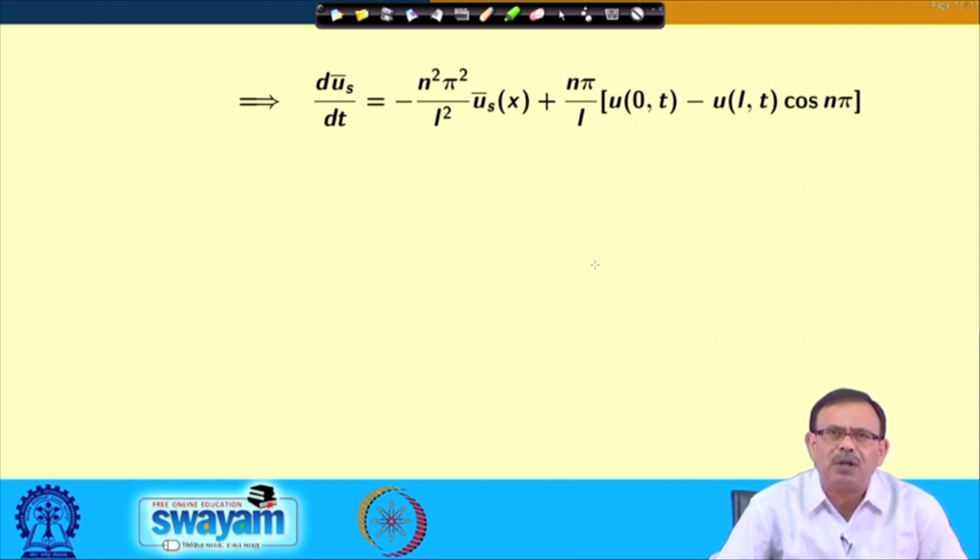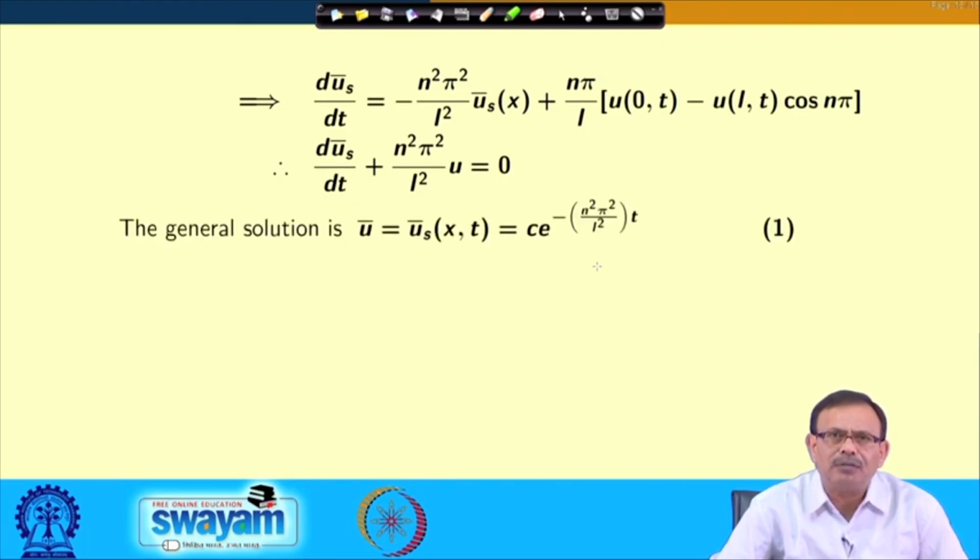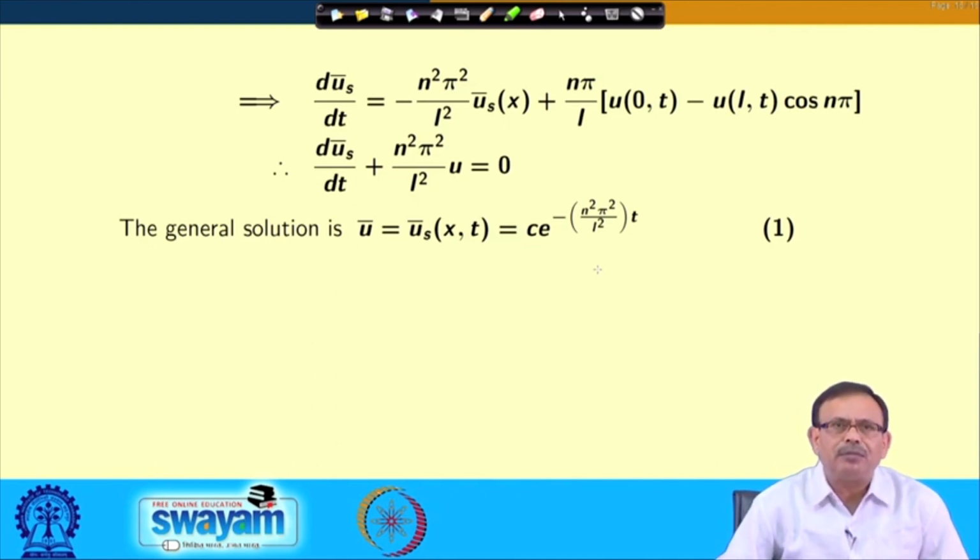I will ultimately obtain d u bar s by dt equals u 0 t minus u L t into cos n pi, but u 0 t and u L t, these values are given as 0. So, therefore, your first term will vanish. Oh, there is a mistake. In the given ODE, d u bar s by dt plus n square pi square by L square into u bar s, not u, equals 0, because you are getting the ODE in terms of u bar s. The solution of this is c e to the power minus n square pi square t by L square.